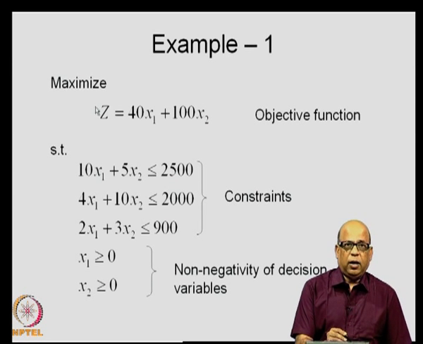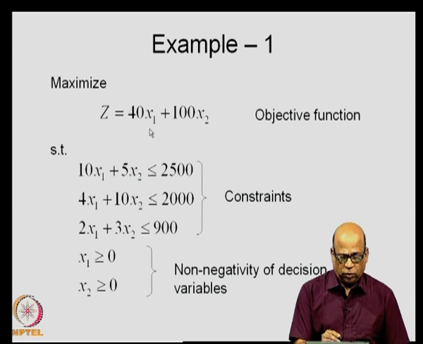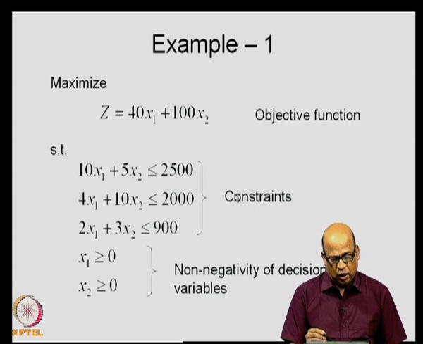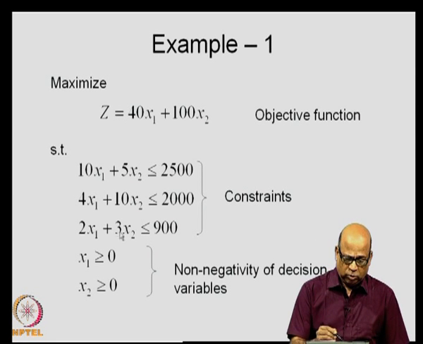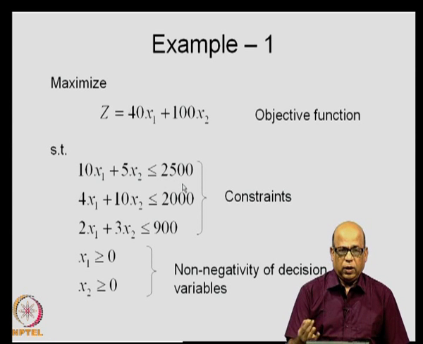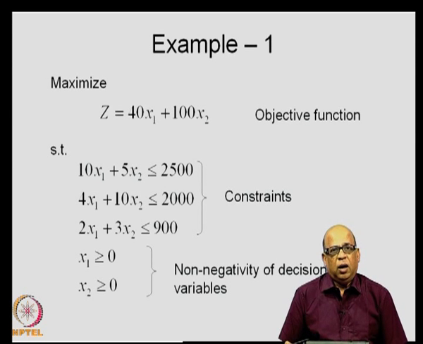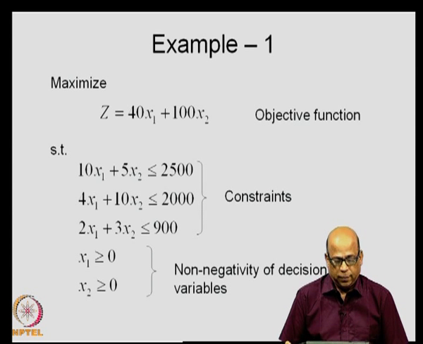Let us say you look at this example: maximize z = 40 x 1 + 100 x 2, subject to 10 x 1 + 5 x 2 <= 2500, 4 x 1 + 10 x 2 <= 2000, 2 x 1 + 3 x 2 <= 900. I encourage you to solve this problem by the graphical method. There are only two variables, so you should be able to solve it by the graphical method. Do solve it and then look at what kind of solutions you get, whether multiple solutions are possible and so on.